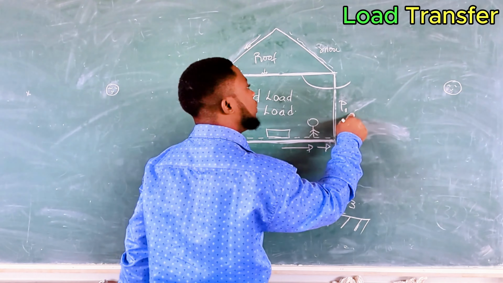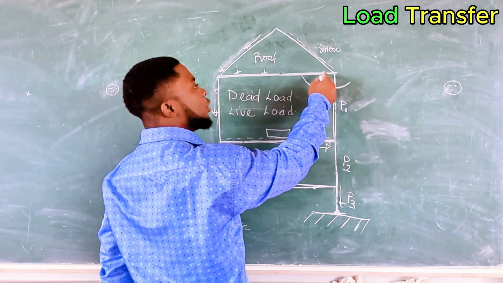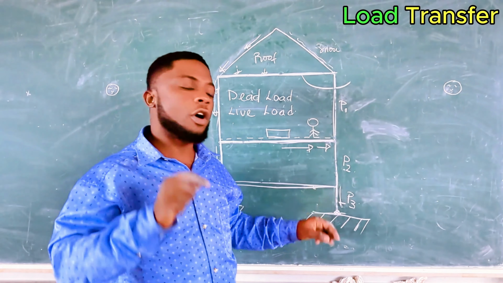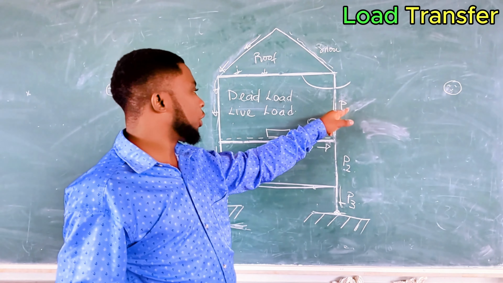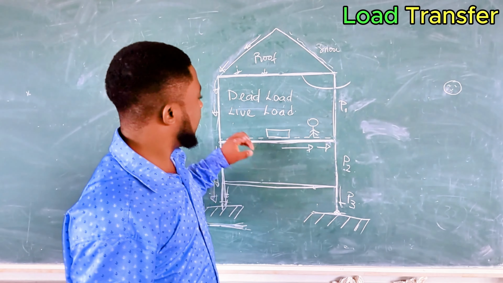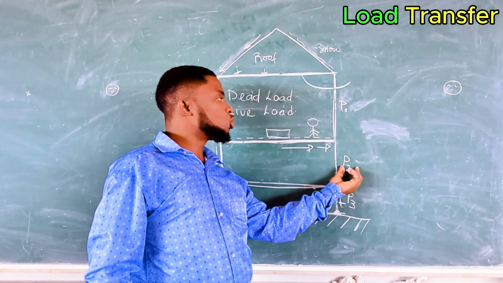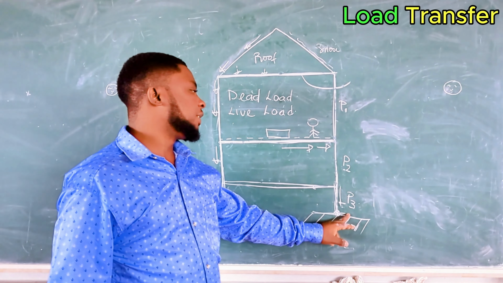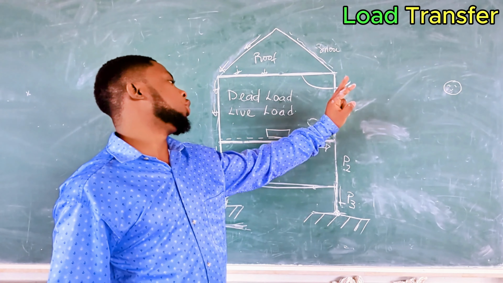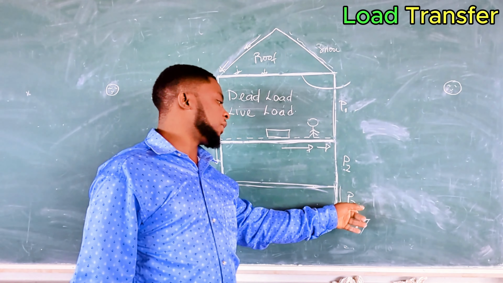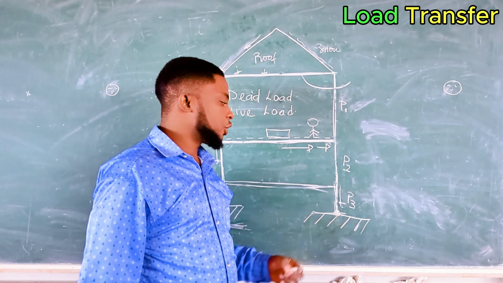The load of column P1 is the load of the roof plus the load of the chaining beam plus the self-weight of column P1. The load of column P2 is the load of column P1 plus the load that is transferred by this component here to column P2. So the load of column P3 is the load of column P1 plus the load of column P2 plus the load that has been transferred from the floor to column P3, which is down at the foundation.